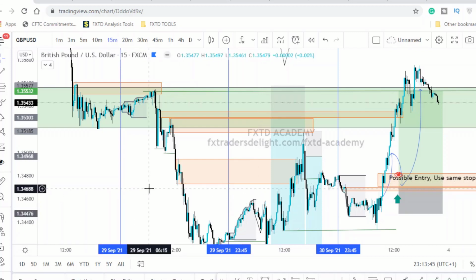So this is it. ICT price action for a strategy.